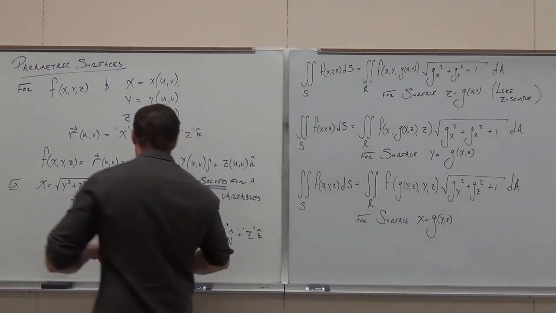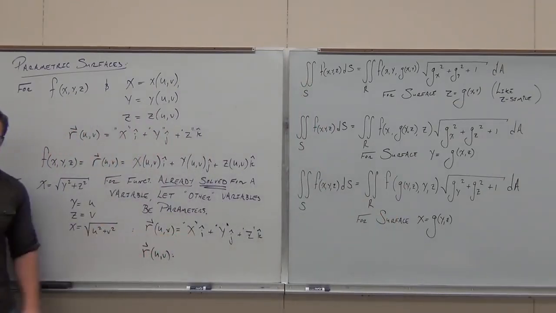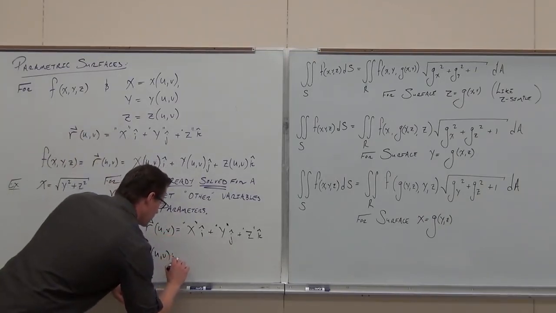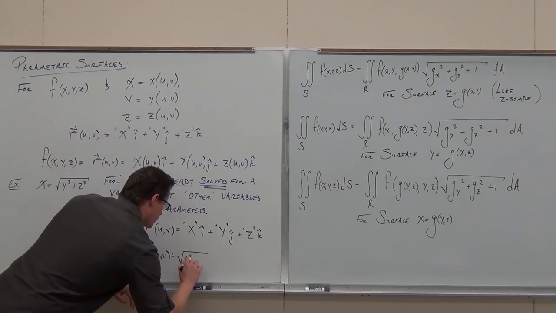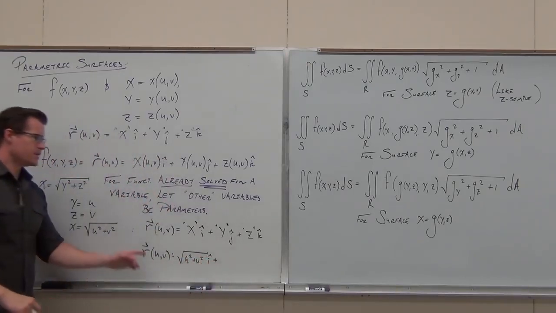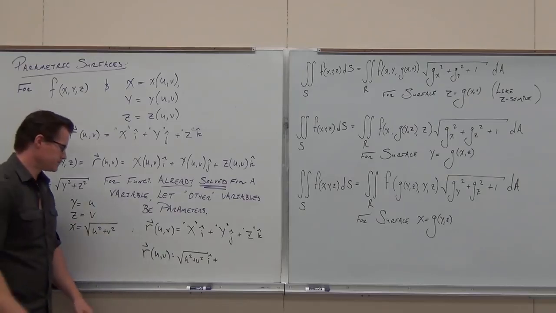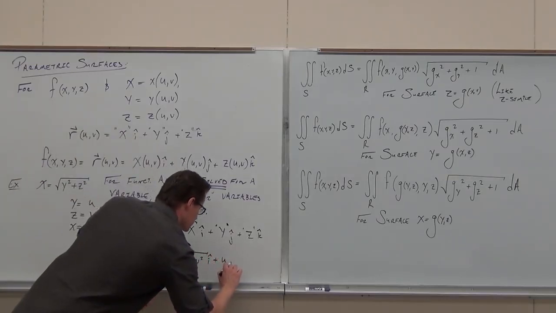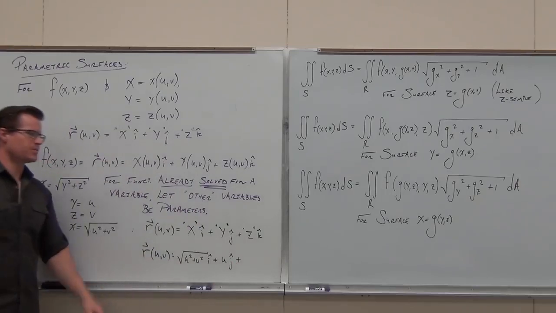So let's define it. What would this first part be? Can you tell me that, please? Square root of u squared plus v squared plus pi. What would the y part be? U. What would the z part be?